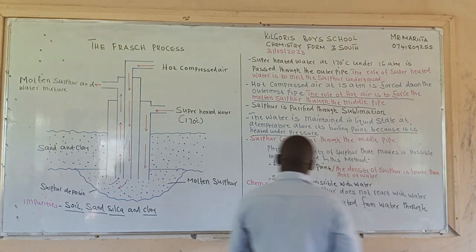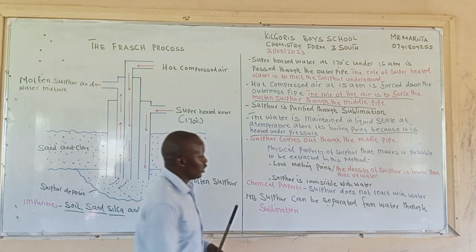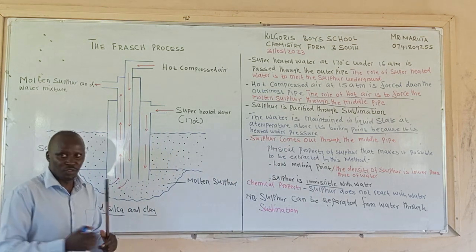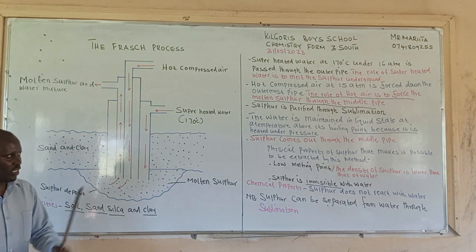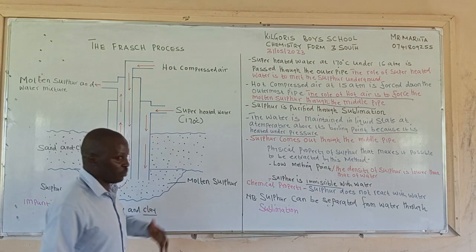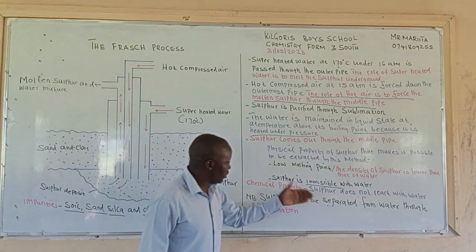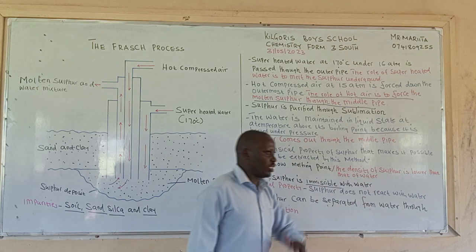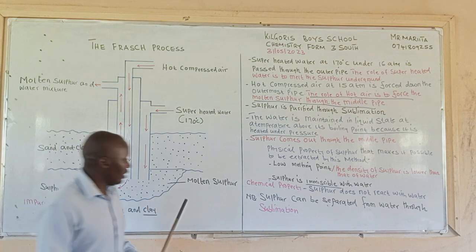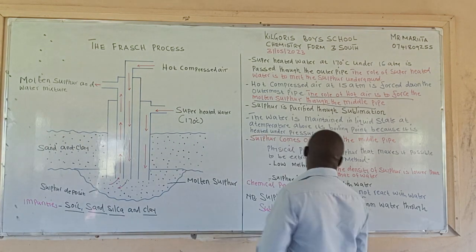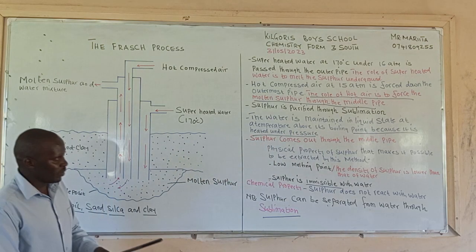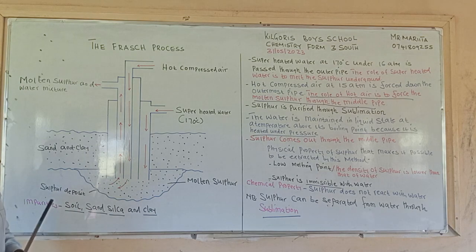Then again, sulfur is immiscible with water. It does not mix with water. When you mix sulfur and water, it forms a heterogeneous mixture. Then the chemical property that makes sulfur to be extracted by this method is simply that sulfur does not react with water. Then how is sulfur separated from this water? Sulfur is separated from water through a method of sublimation, where the sulfur sublimes and leaves behind water.